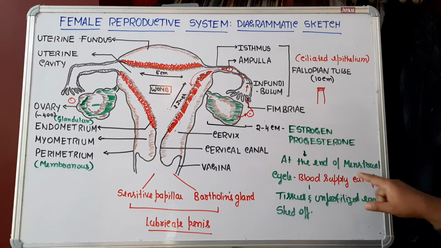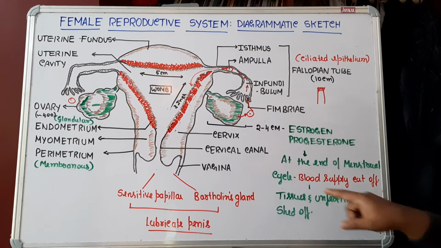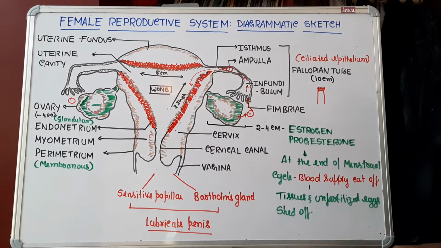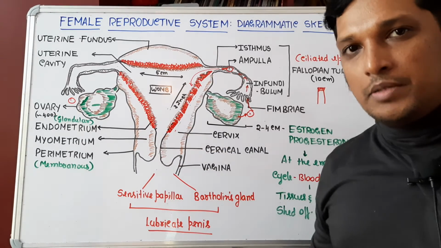I have written here: at the end of the menstrual cycle, blood supply is cut off and menstrual bleeding occurs. I hope you have understood the basic structure.